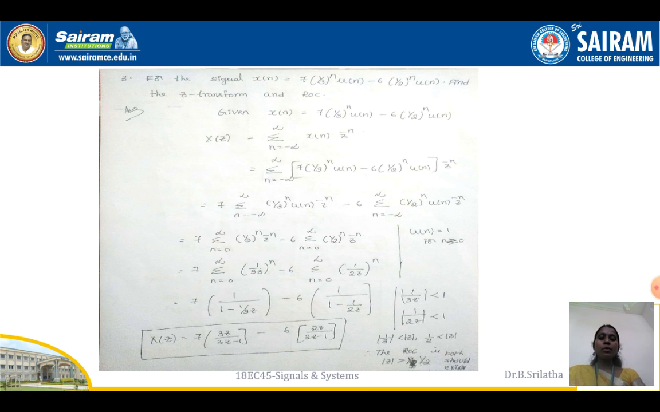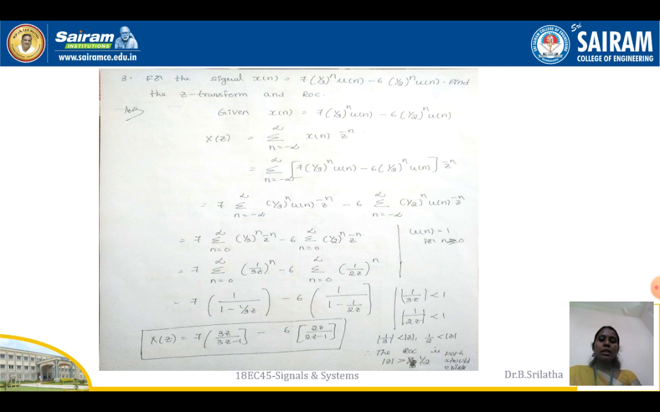(1/3)^n u of n is anyway 1, into z power minus n, minus 6 into, in the second expression also u of n only. So u of n exists only for n greater than or equal to 0, so the limits change to n is equal to 0 to infinity, (1/2)^n z power minus n. Now I am going to combine, because both are power n only. We have the formula only for anything power positive n. So z power minus n we can write as 1 by z power n. So 1 by 3z whole power n, minus 6 into, in the second also, 1 by 2z whole power n.